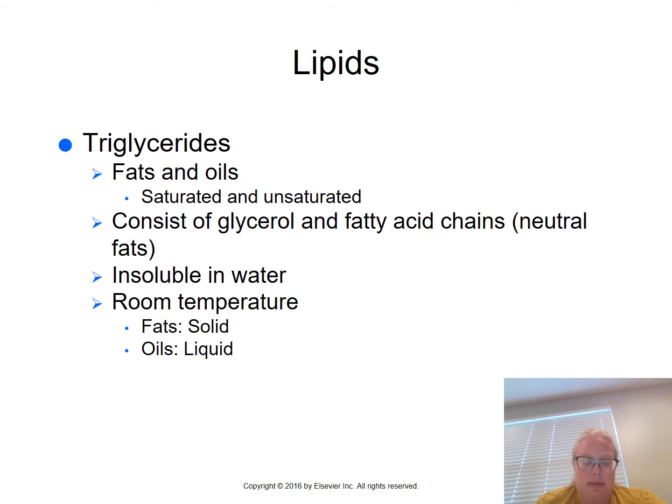Okay, lipids. So lipids are also known as triglycerides. They're fats and oils. They can be saturated or unsaturated. They consist of glycerol and fatty acid chains. They're insoluble in water. And they take on different forms depending on the room temperature. So at room temperature, a fat is solid and oil is liquid.